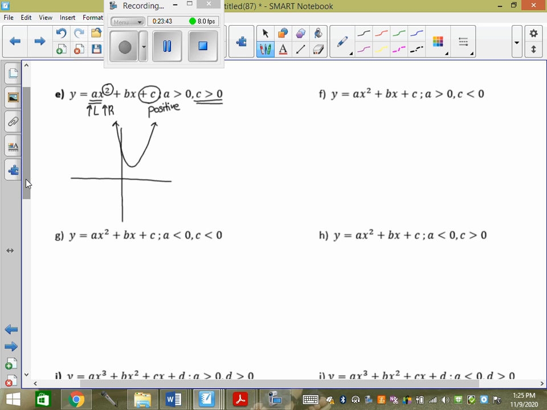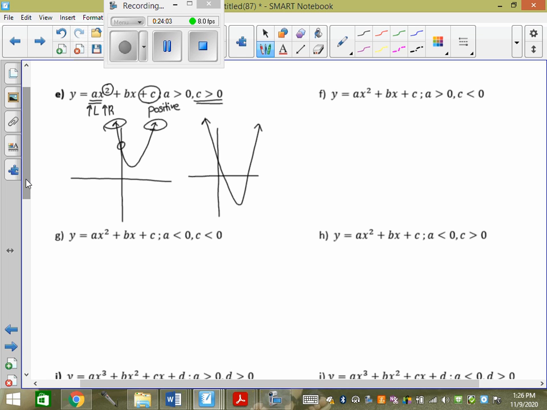Could you have cut through the x-axis? Could you? Does it say there's no x-intercepts or anything? No, you could have cut through it. You could have gone like that. All that matters is I have to have up arrows and a positive y-intercept, right?